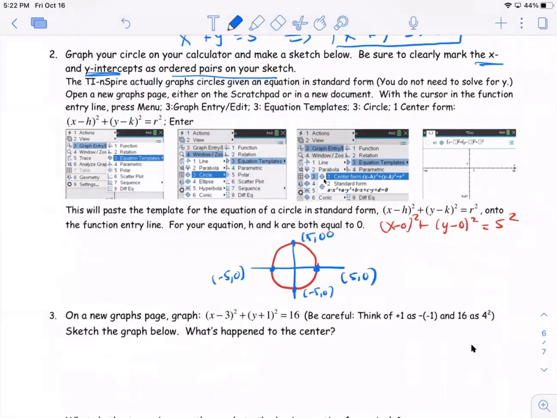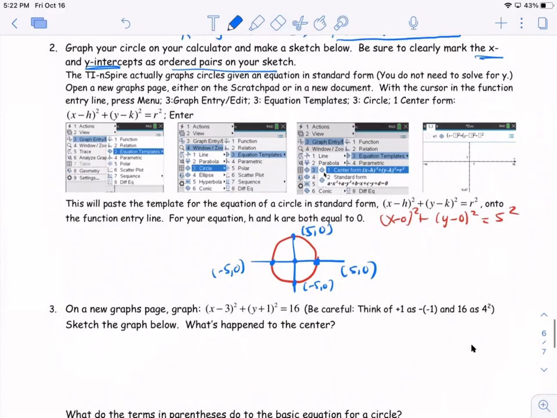And going forward, when we sketch circles, we're going to want to show not necessarily the x and y intercepts, but points on the diameter that passes through the center. So the center is at 0, 0. So I'll plot that too.